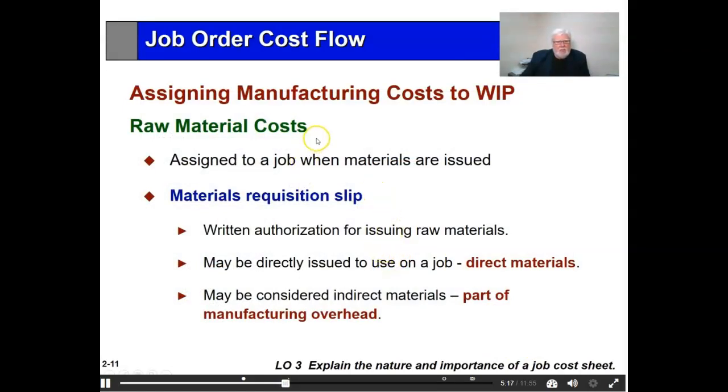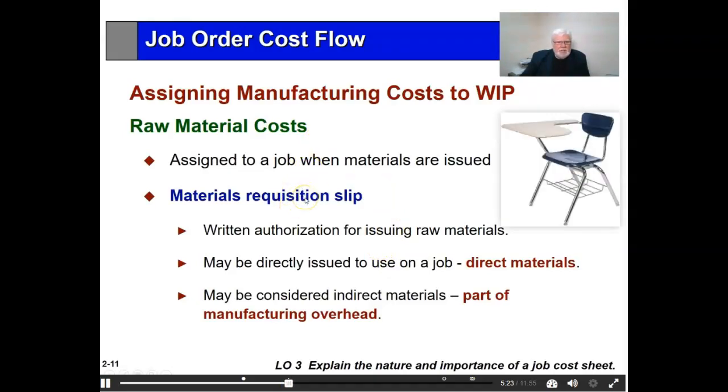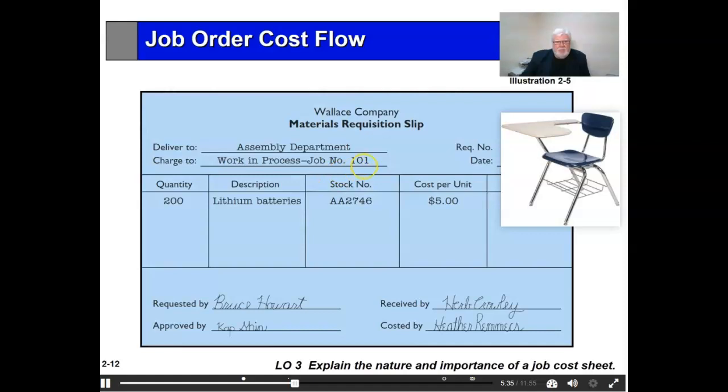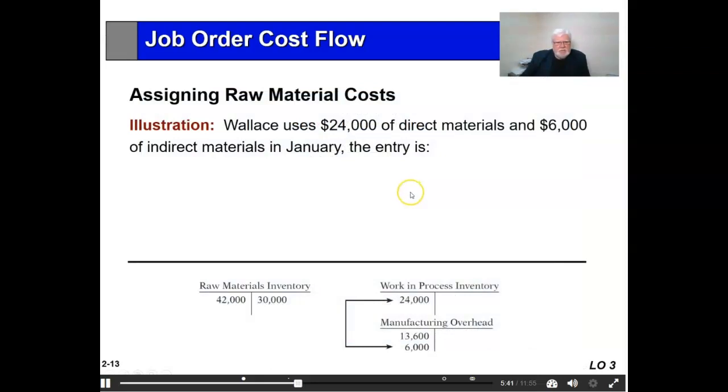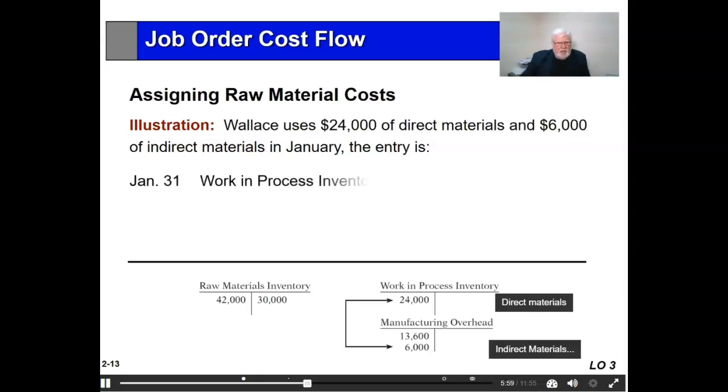Now, to begin with, we start with raw materials. The process starts when somebody requisitions some raw material. For producing a desk, they would requisition materials like wood and laminate and metal, and they would sign for these. So there's your material requisition slip, and that was what was taken out. Now this goes into production. It goes into work in process if it's a direct material. If it's indirect material like glue or something like that, it would go into manufacturing overhead. And that's what the accountant would do: debit work in process for the direct materials, and debit manufacturing overhead for the indirect materials.